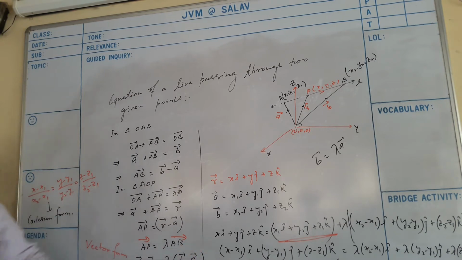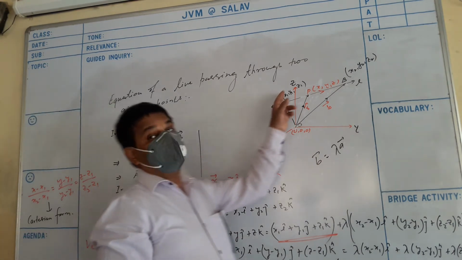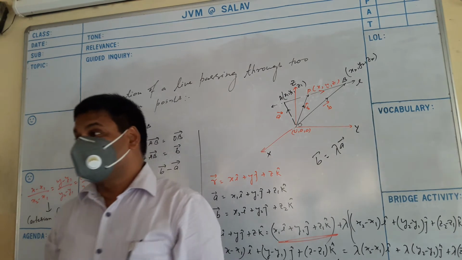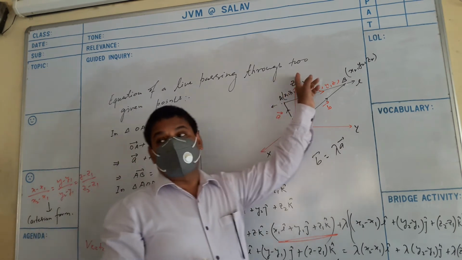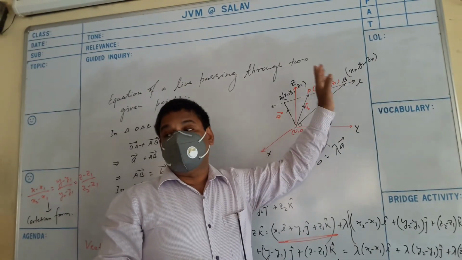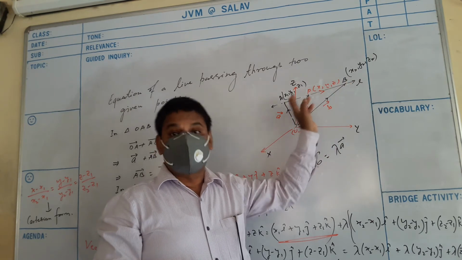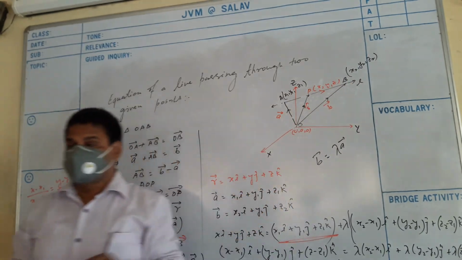If you reduce vector to Cartesian, then you have to do like this. If direct, then direct formula: x minus x1 over x2 minus x1, y minus y1 over y2 minus y1, z minus z1 over z2 minus z1. Clear? This is the required equation of a line passing through 2 points. So what is the difference with the previous one? In the previous formula, the line was parallel to vector P. Here a parallel line is not given. Here 2 points are given. Clear?